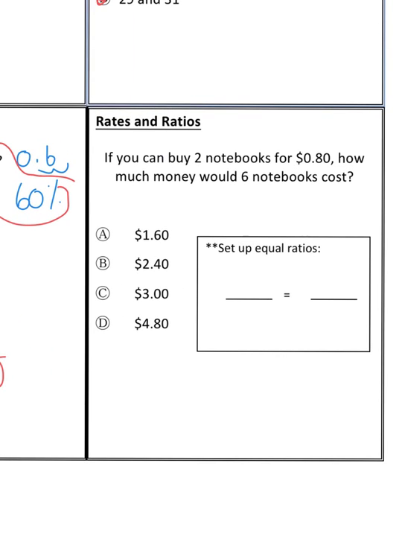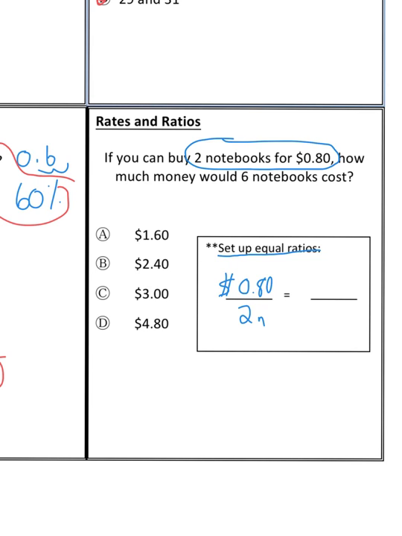Last one, the rates and ratios. It says, if you can buy 2 notebooks for 80 cents, how much money would 6 notebooks cost? So I'm going to set up in the box here equal ratios. So I'm going to start with 2 notebooks for 80 cents. So I'm going to write that down. I like to put the money first, but it's no big deal in this one if you have the money on bottom. So I'm going to say 80 cents for 2. I'm going to put N for notebooks.